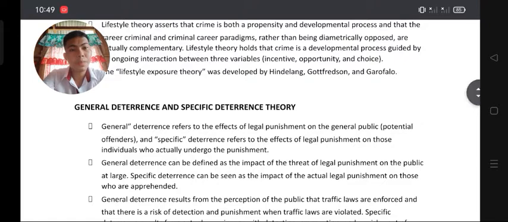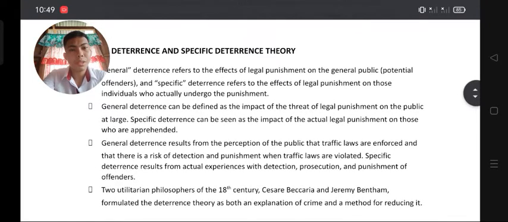General deterrence and specific deterrence theory. General deterrence refers to the effects of legal punishment on the legal public, potential offenders, and specific deterrence refers to the effect of legal punishment on those individuals who actually undergo the punishment. General deterrence can be defined as the impact of the threat of legal punishment on the public at large. Specific deterrence can be seen as the impact of actual legal punishment on those who are apprehended.